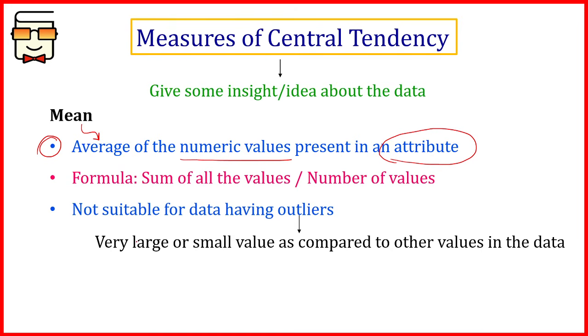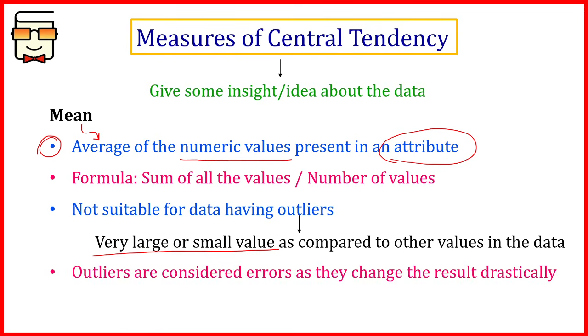So outliers are either very large or very small values as compared to all the other values in the data. And outliers are generally considered erroneous, because if outliers are considered while calculating the mean, they will drastically change the resulting value. If a very large value is added into the mean, the sum will change. That means the numerator, the sum of all the values, will change, the denominator will also change, and the result will be very different to the case if the outlier would have been removed.